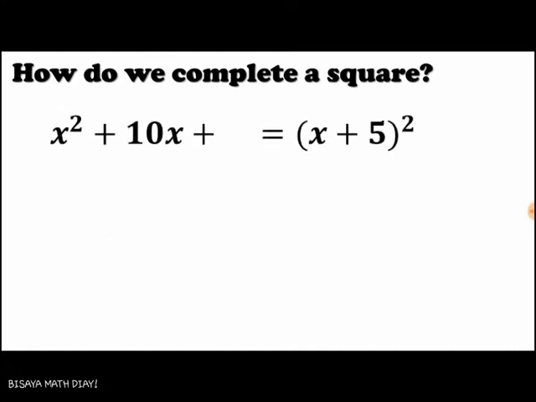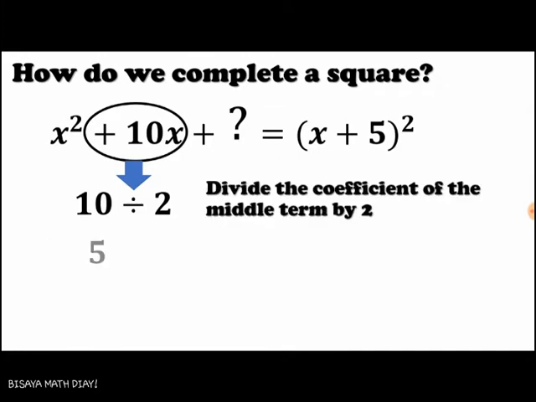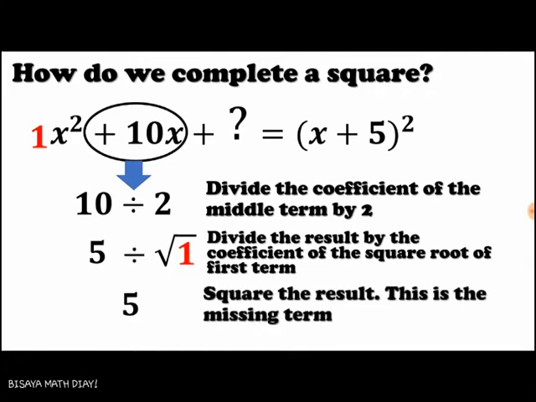So gikan sa x squared plus 10x, makita na nato ang 25 first. From the middle term, kuha nato yung numerical coefficient na 10, then we divide it by 2. From there, next is 5, and then we divide also 5 by the square root of the coefficient of the first term. That means since ang coefficient sa x squared is 1, i-divide siya by the square root of 1. Ang resulta, 5 gihapon. And then lastly, we have 5. Then we square the result. This is the missing term.